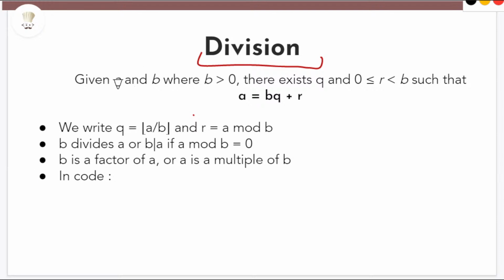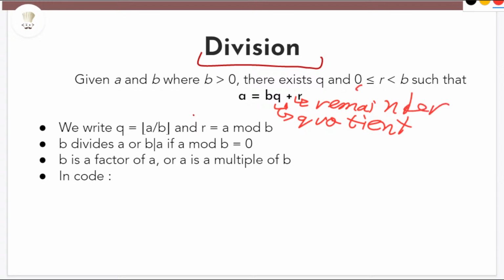So in division, given a and b, where b is greater than 0, what does it mean to divide a by b, right? To divide a and b, we say that there exist q and 0 ≤ r < b, such that a = bq + r, right? Here we say that we divided a by b, where q is the quotient and r is the remainder, right?